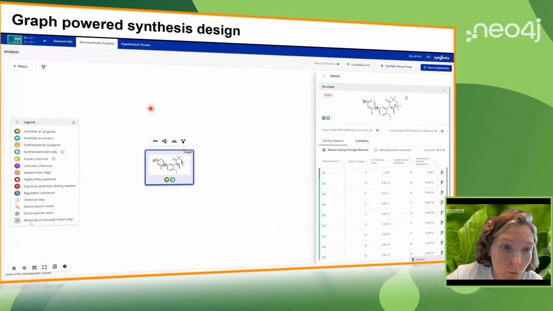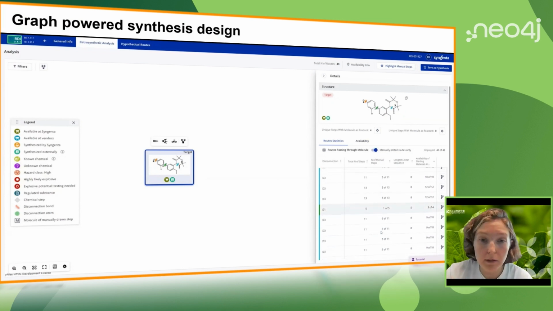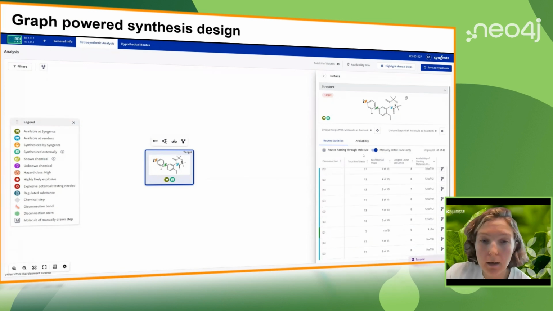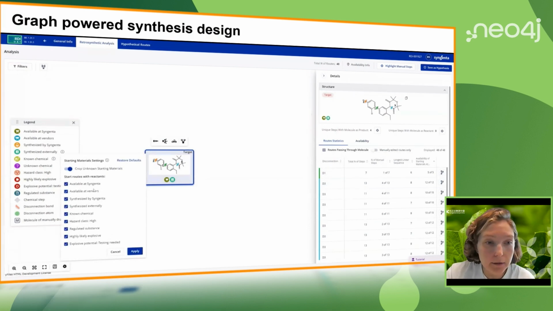So you start with a target. Here you can see different bonds where the molecule can break. And on the right-hand side, there are listed all the routes which are found for this molecule. So currently it's a retrosynthetic prediction, or it's a manual entry by a chemist. So you can filter, check some properties, and also you can apply filters for the intermediates. You can choose to show the routes which contain the starting materials which are available at Syngenta right now and you don't have to buy it.